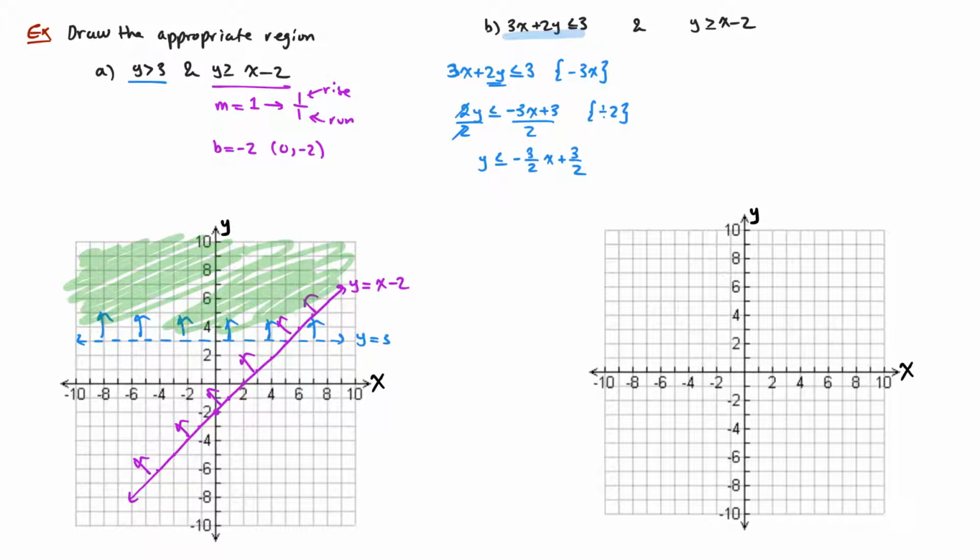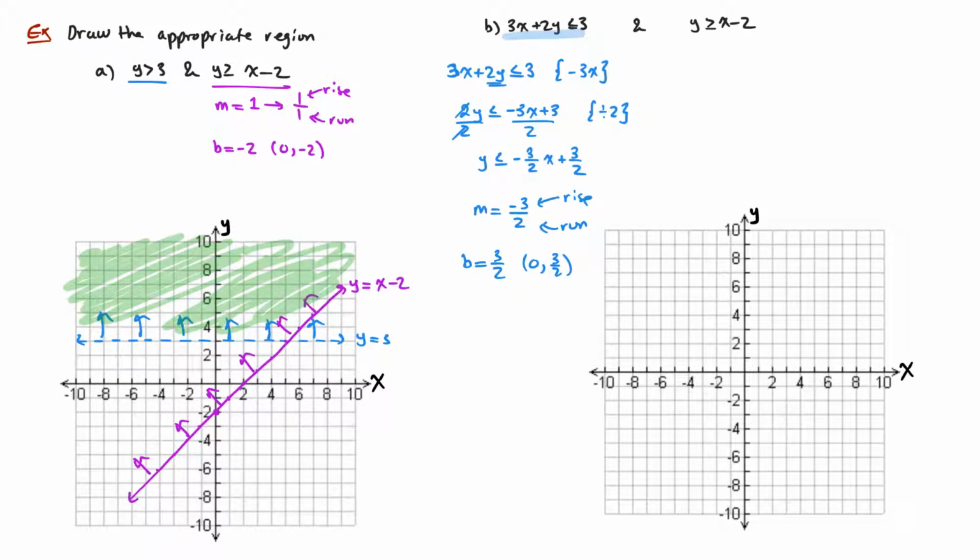Unfortunately, I'm dealing with fractions, and my starting point is also a fraction. Let's actually write it down. My m value is negative 3 over 2. Just write the negative on top. So this is my rise and this is my run. And my b value is 3 over 2, meaning that my y-intercept is at 0 and 3 over 2.